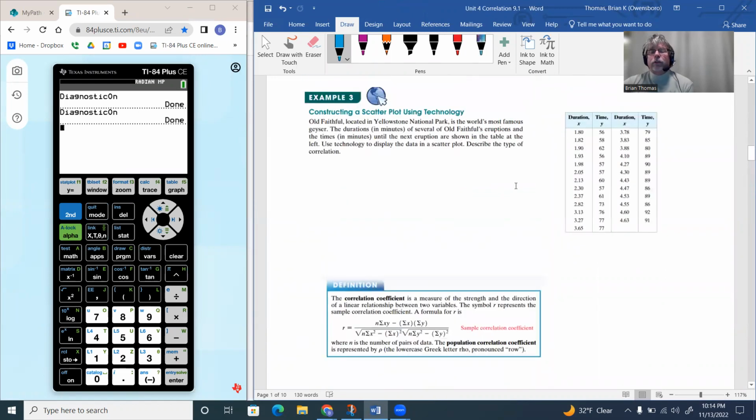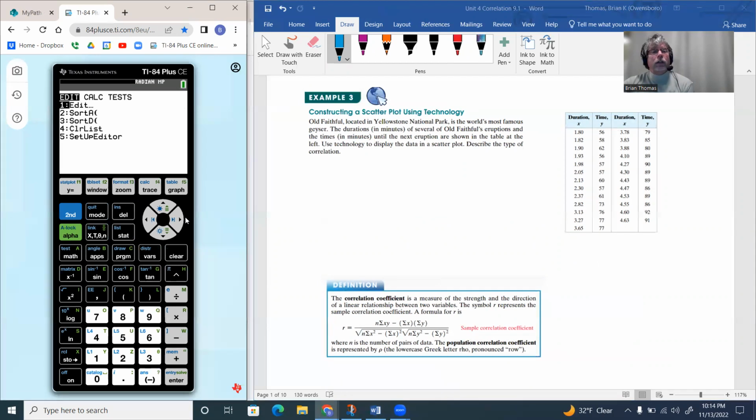In this Old Faithful question, to find R, we hit the stat button, go to calculate, and do linear regression. That's number 4. Hit enter. Mine's actually going to be a different list, L3 and L4, but typically you will just leave that as L1, L2. I'm going to change that to L3 and L4 because that's where I put my data. I think that's all we have to change. We don't have a frequency.